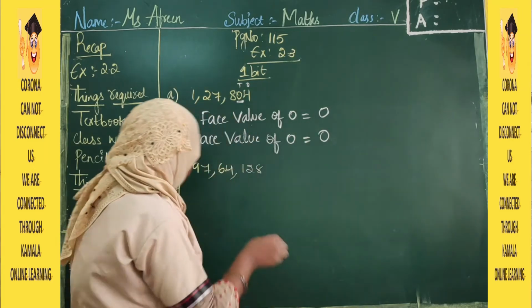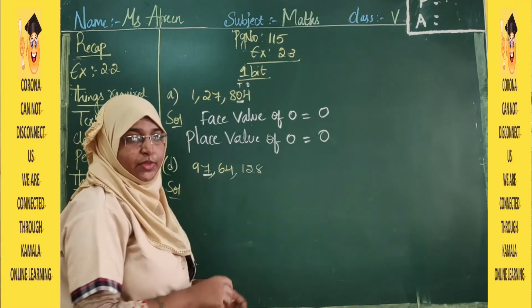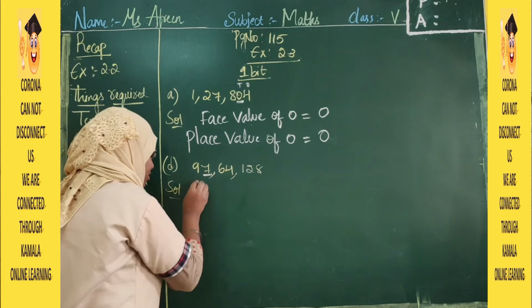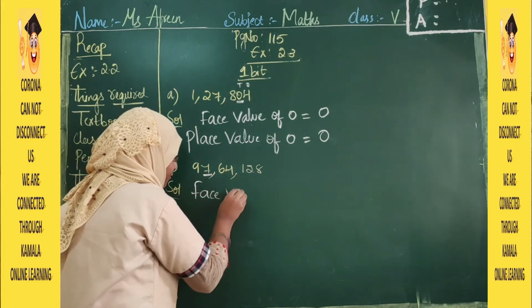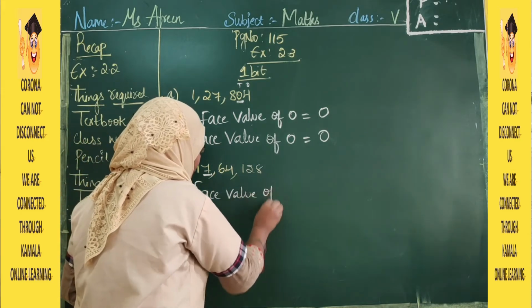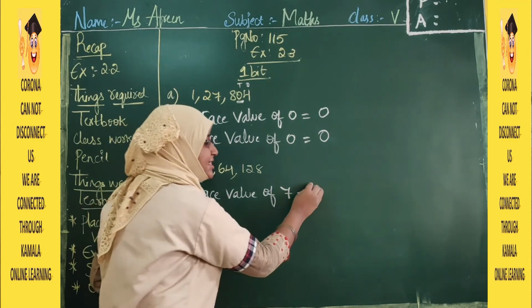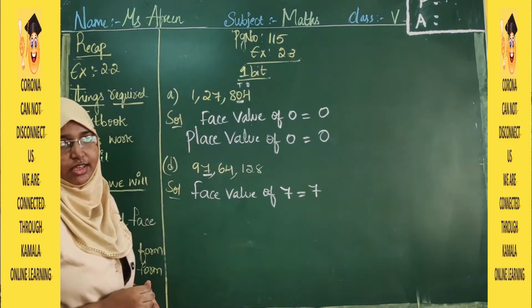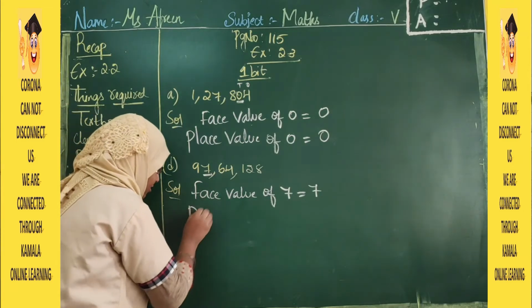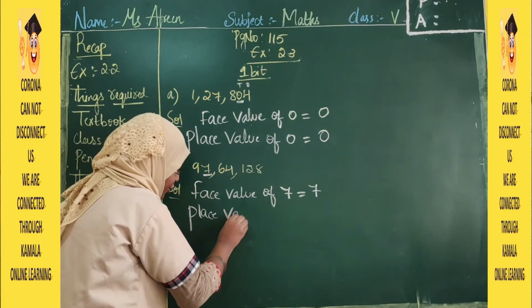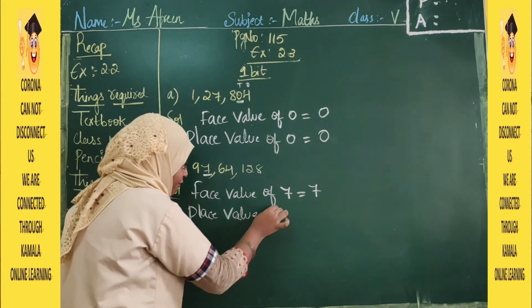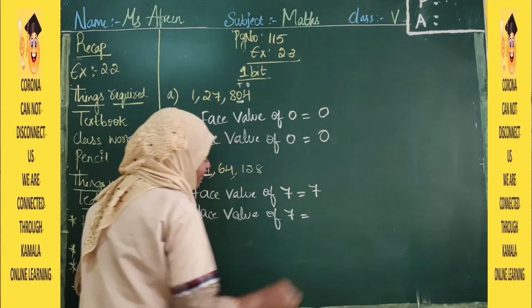And the color digit here is 7. Okay. Now what we have to write? Face value of 7. What is the face value of 7? Right, it is 7. Next, place value of 7.